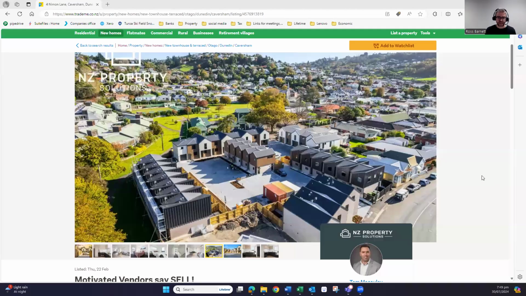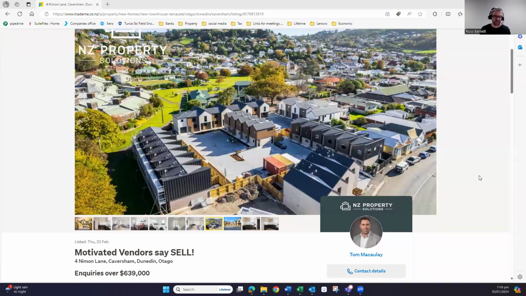So I searched for a brand new townhouse in Dunedin, and this is the first property that popped up. So we're just going to go through the numbers quickly and see what we think of it. The property I found was a brand new townhouse. It's for $639,000. You can see there's about 30, maybe 40 in the complex.